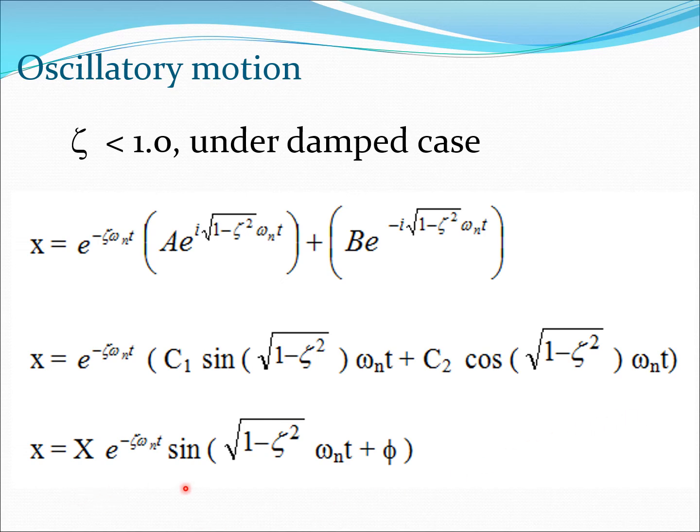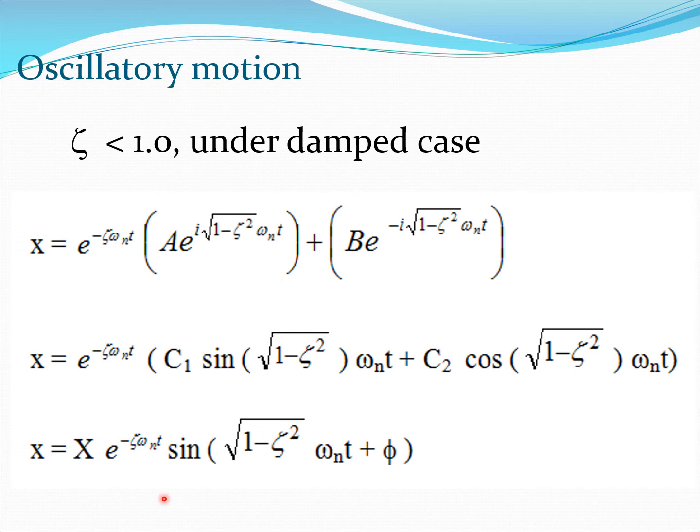Now sometimes we write this in this form where you have an amplitude and a phase. Some people are more comfortable with this notation. So here again you can check that if zeta is 0, you would get X sine natural frequency times t plus phi, which is the solution of a spring mass system or simple harmonic motion.